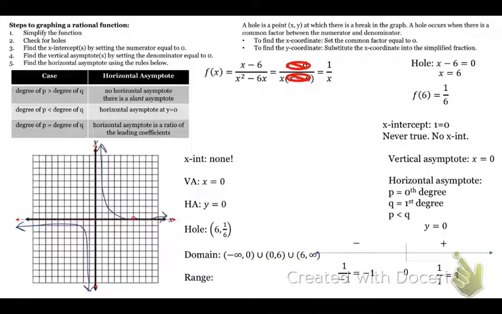Domain here is negative infinity to 0, 0 to 6, and then 6 to infinity. The range here is negative infinity to 0, 0 to 1/6, and then 1/6 to infinity. And this time we have to include that because it doesn't go back down right there. Okay.